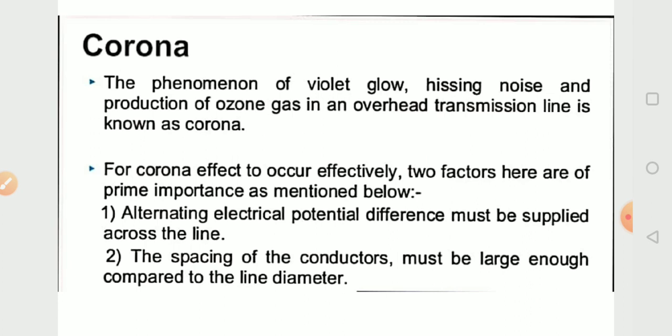The corona effect occurs effectively when two factors of prime importance, as mentioned below, are met. The first is that an alternating electric potential must be supplied across the line, and the spacing of the conductors.